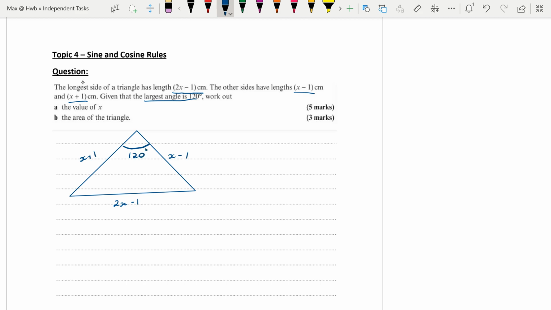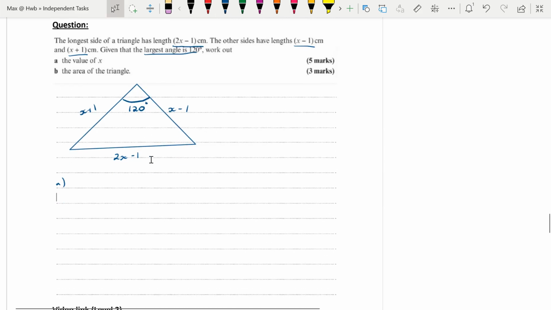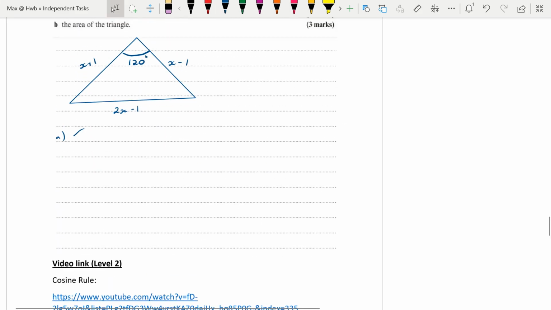Now, if I look at this, for part A it wants me to find the value of x. To find the value of x, I've got the three sides and I've got an angle. If I've got three sides and an angle, that means I must be using the cosine rule. So I'm going to write the words cosine rule down, and I'm going to go from there. So that is a squared. Big A and little a have to be opposite, so that means a must be 2x minus 1. So I've got 2x minus 1 all squared is my other two sides squared, so b squared plus c squared.